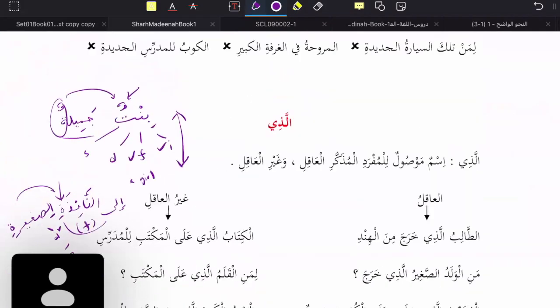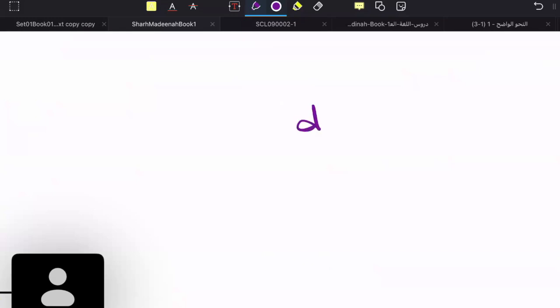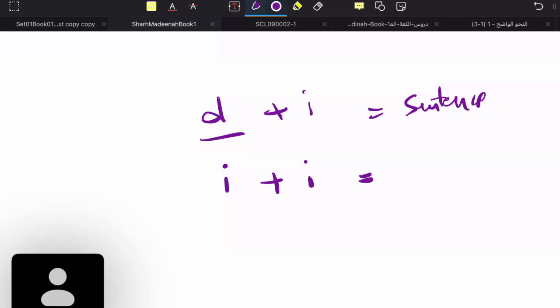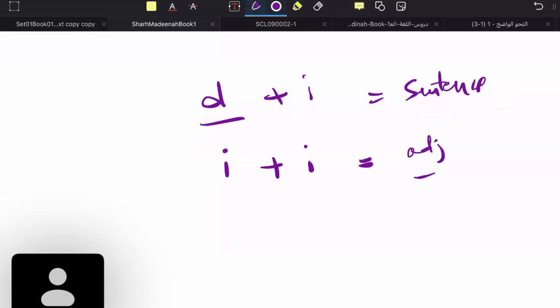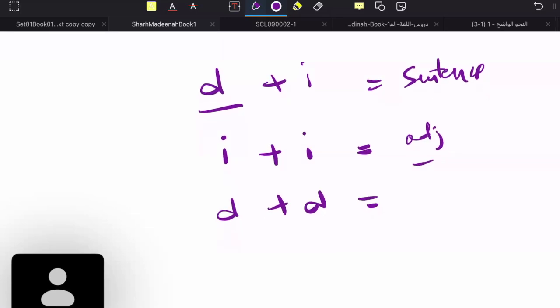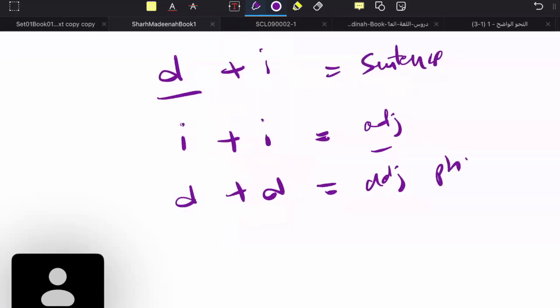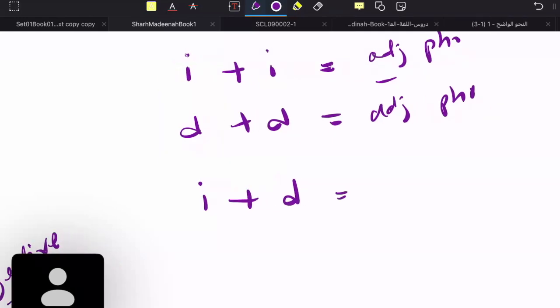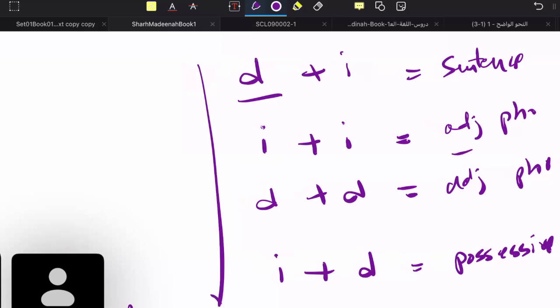Now, another thing I want to mention: remember last time I explained this concept, that when the first word is definite and the second word is indefinite, it is usually what? A sentence. Yes. And we said when the first one is indefinite and the second one is indefinite, what is the first thing we should think about? That this is an adjective. Is it always? No. And what would happen if both of them are definite? Yes, it would also be an adjective phrase. And what would we assume if the first one is indefinite and the second one is definite? What is the initial assumption? It should be possessive. Mudaf, mudaf ilayhi. Okay, so this chart in the beginning helps you a lot.